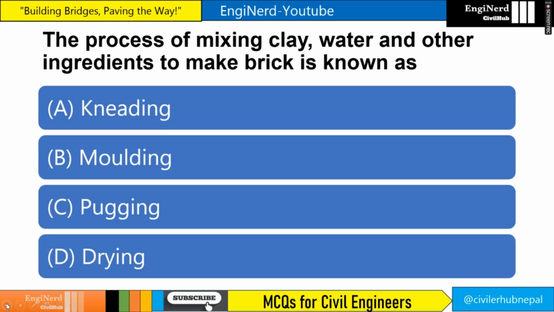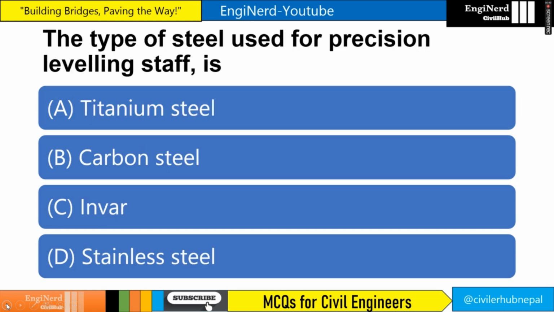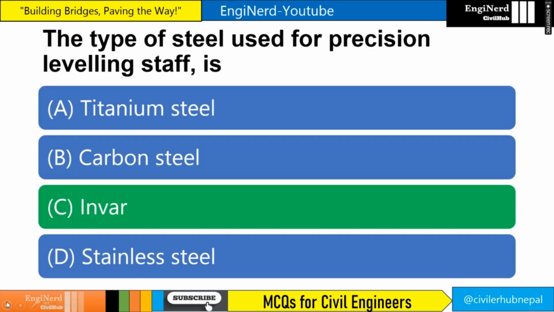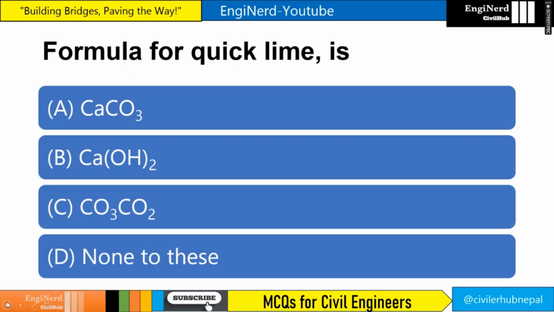The process of mixing clay, water and other ingredients to make brick is known as kneading, right? The type of steel used for precision leveling is what? It is invar, right? If you see here, invar is a high nickel steel alloy with 36% of nickel, right? So it is used for pendulum clocks and other precision instruments, and it also has very small coefficient of thermal expansion. So answer is invar.